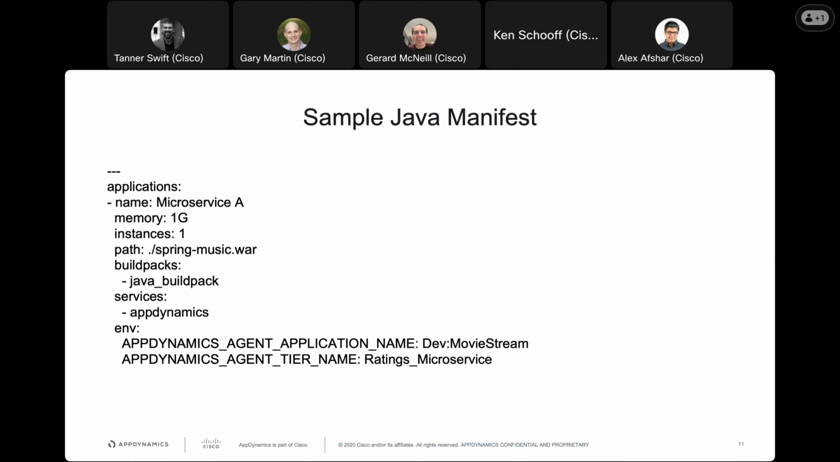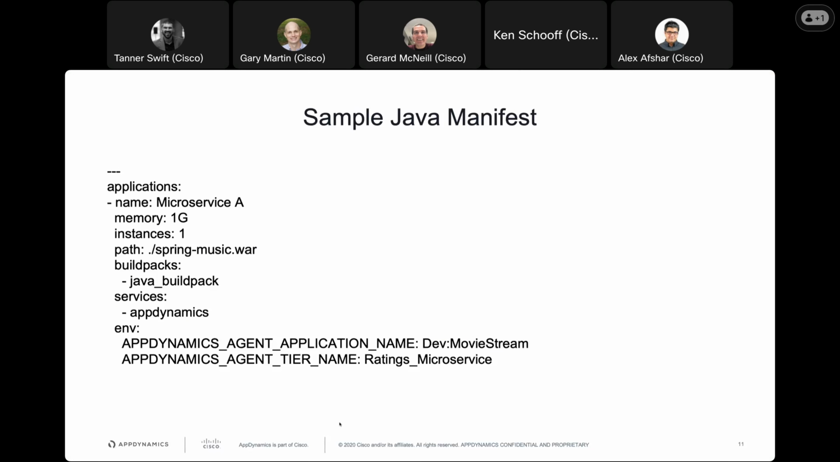So here's how simple it is to deploy AppDynamics and to scale it with PCF. Notice here I have a very simple manifest. The name of my microservice within Pivotal Cloud Foundry is called Microservice A. I then define what my instances or what my containers are going to look like. I have one gig of memory. I'm just deploying one instance or one container. Here's the path of the application that I'll be using to deploy into my container. And I'm using a Java build pack, right? This is a Java microservice.